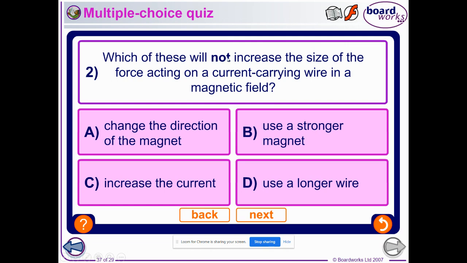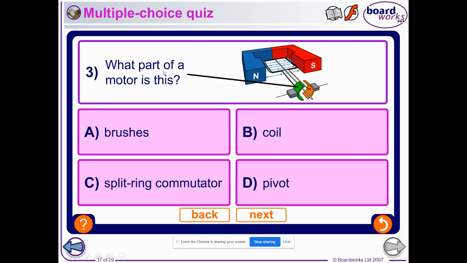Next, which of these will not increase the size of the force acting on a current carrying wire? Things that affect the force will be the current and the magnetic field. So the one that will not increase is change the direction. If I change the direction, I will only reverse the direction of the force, but I will not increase the size of the force. Which part of the motor is this? This green and orange, this is a DC motor. There is a split in the center, it's a split ring commutator.